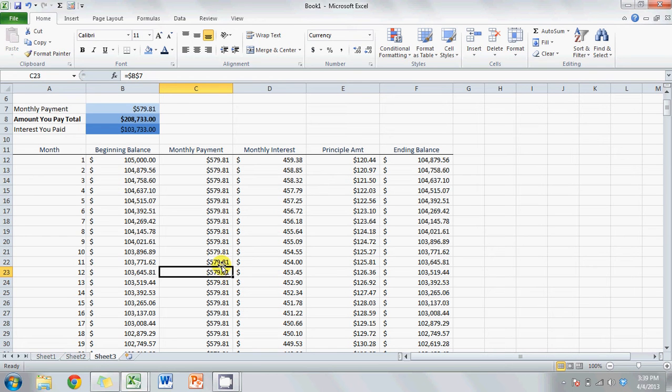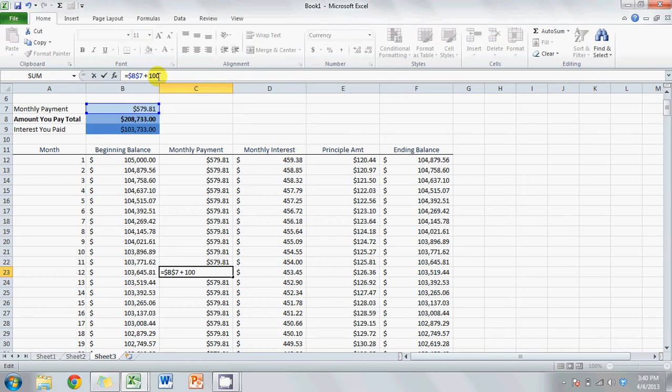In the 12th month, we'll highlight that cell. We'll come up here to the formula bar, hit space plus 100. Okay, so we're going to add on another $100 to our monthly payment. We're going to hit enter. You can see right here I've got the $679.